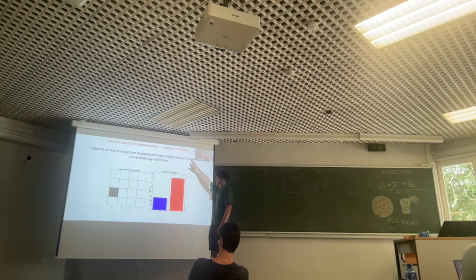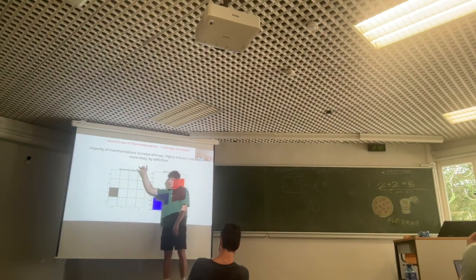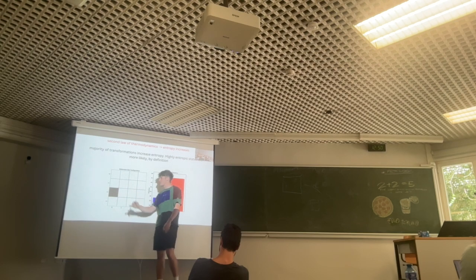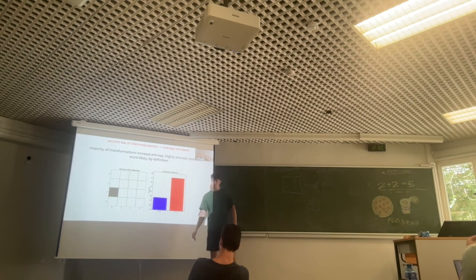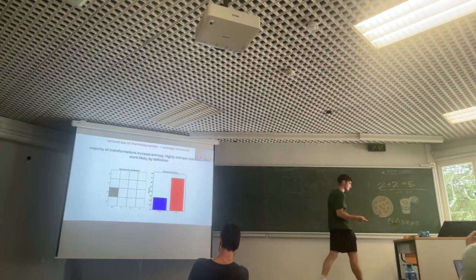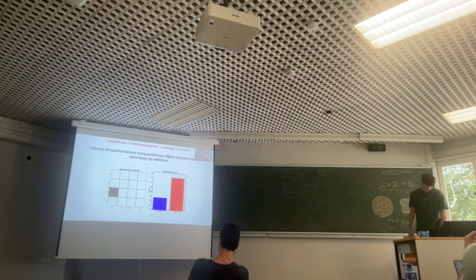The second law is that entropy tends to increase almost by definition. The majority of transformations, if we say just change state, all I've done here is put a random box. The majority of transformations will increase the entropy. So entropy always increases. That's the second law. Kelvin said it would never be disproven.